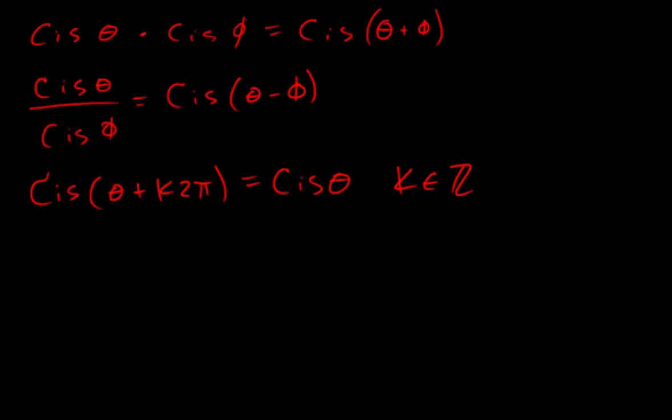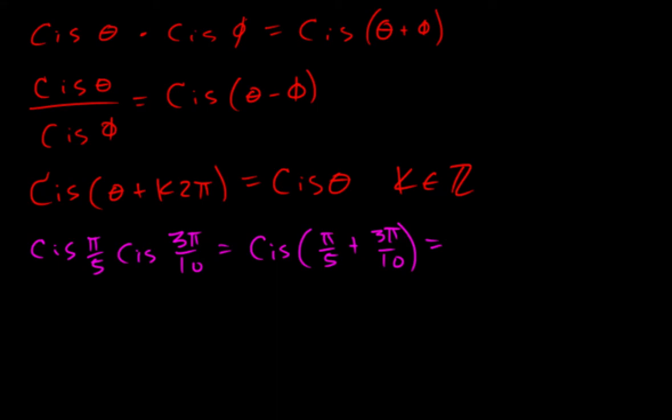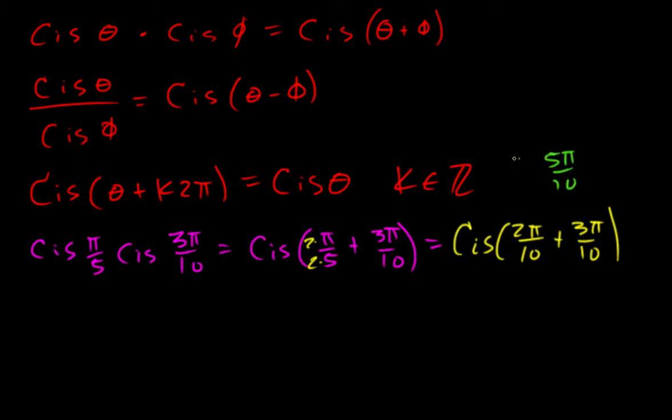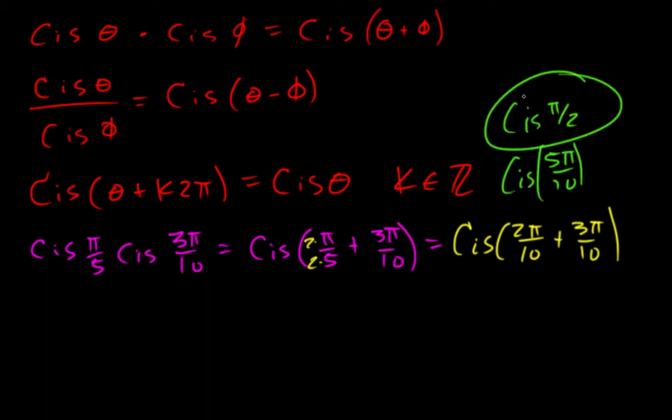Okay, so it says use the properties of cis to simplify cis of pi fifths times cis of 3 pi tenths. If we're multiplying two together, we just add them. So it's going to be cis of pi fifths plus 3 pi tenths. Getting common denominators, we end up with cis of 2 pi tenths plus 3 pi tenths, and that's 5 pi tenths, which is pi halves.